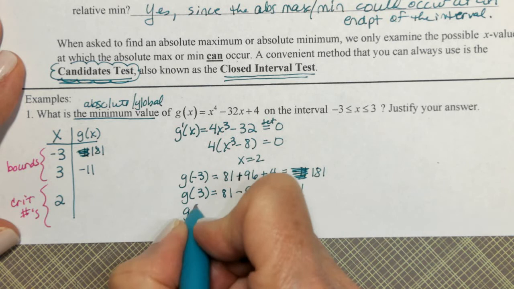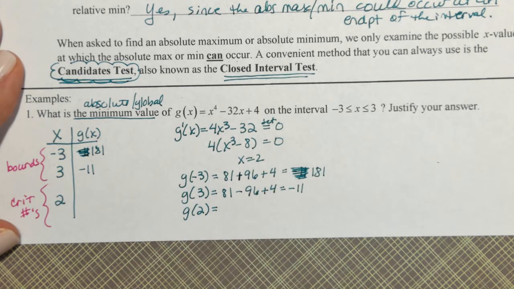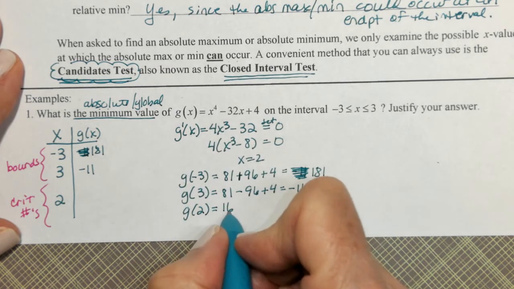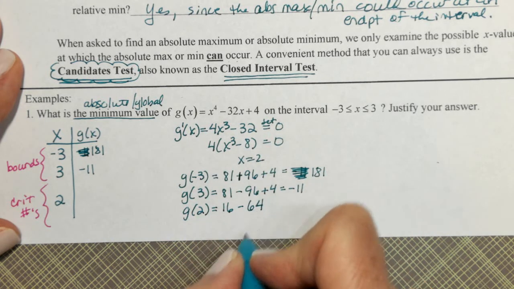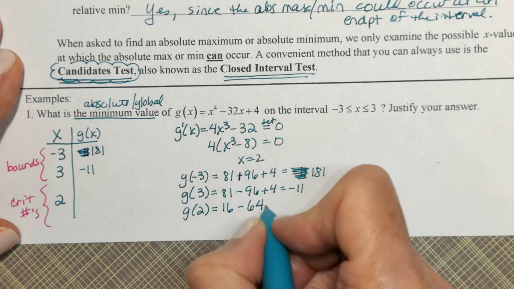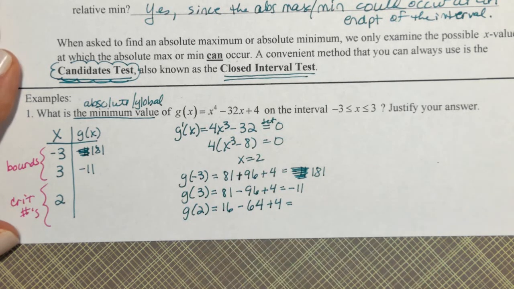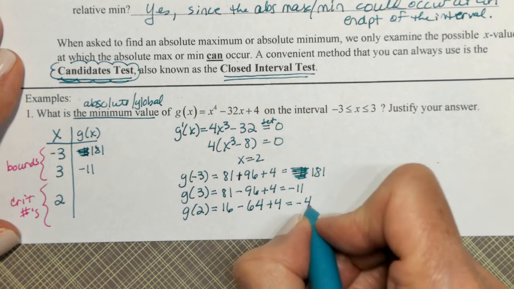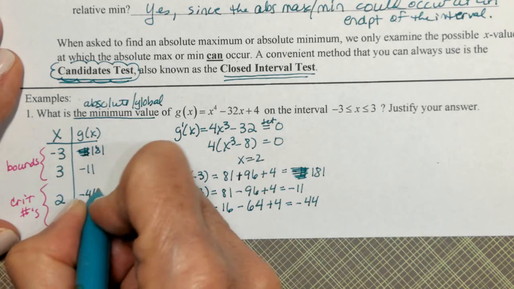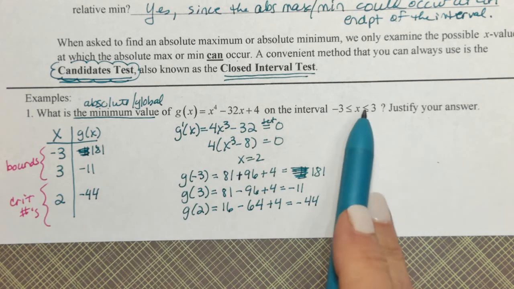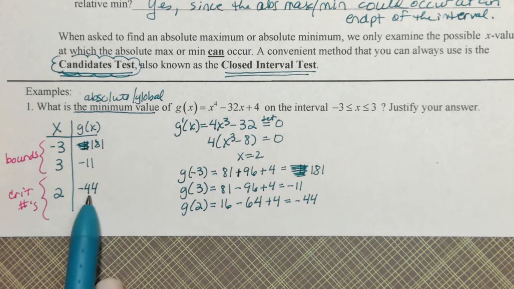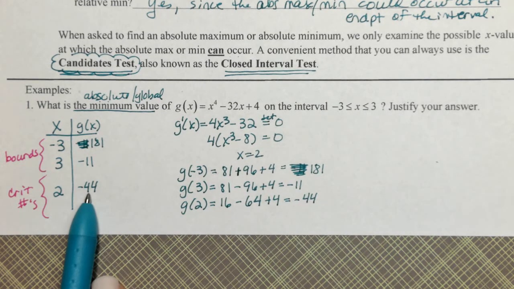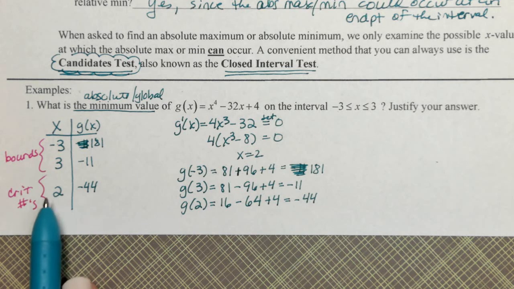And now I'm going to put 2 in for x. 2 to the 4th is 16, minus 2 times 32 is 64, plus 4, and that's negative 64 plus 20, so negative 44. So on this interval, the minimum value of G is this negative 44. It occurs when x is 2.